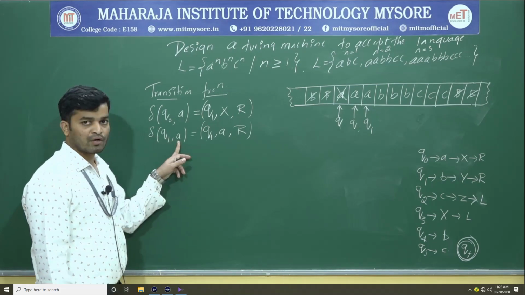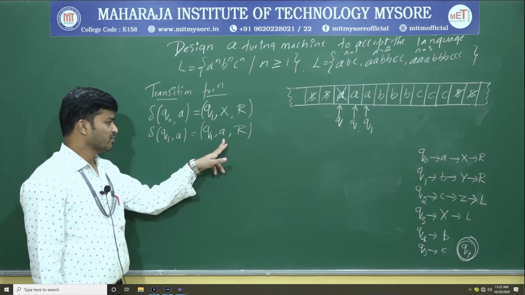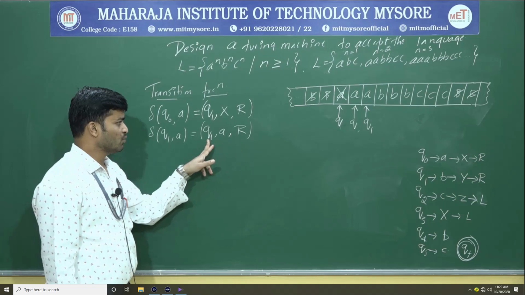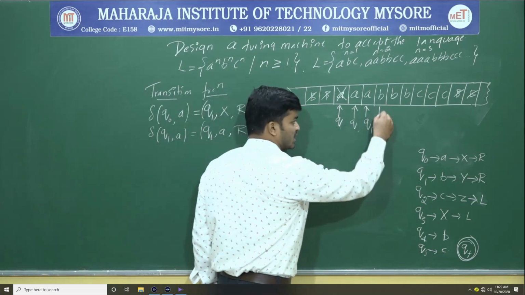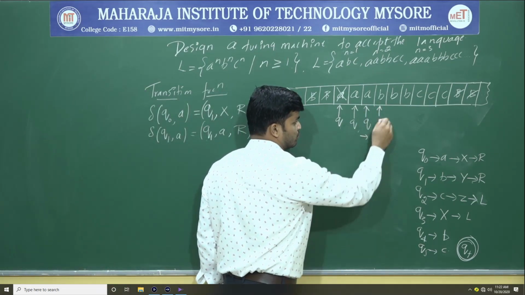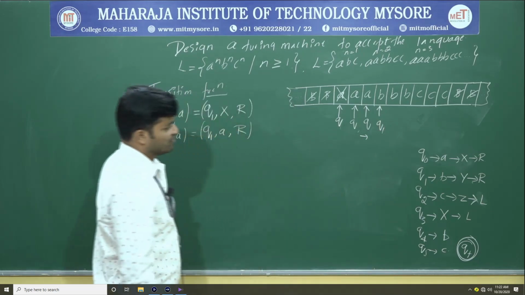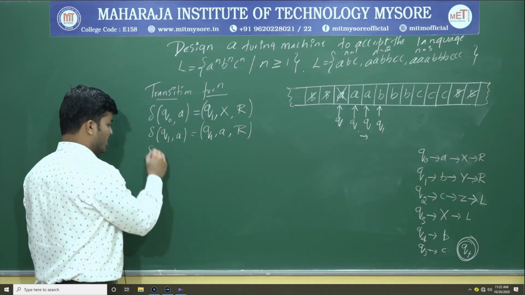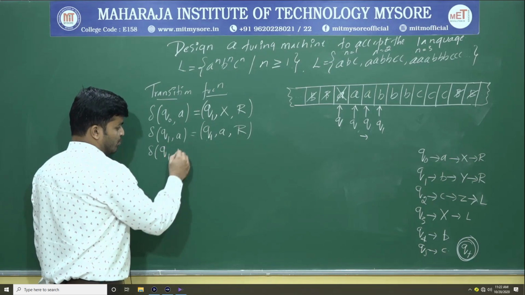So Q1 upon E is already written. Maintain that A as it is and move at right hand side by maintaining what? Same state. So it will move at right hand side, okay, with same state what? Q1. So now what is the input? B. So delta of Q1 upon B.